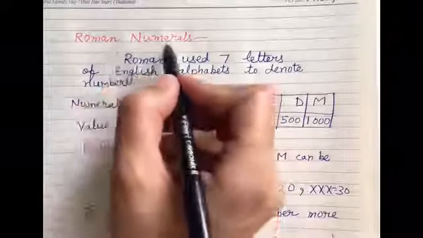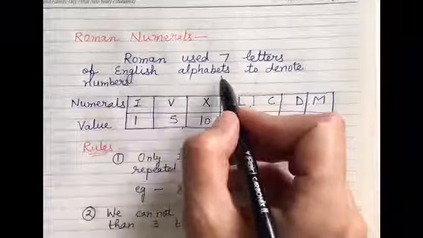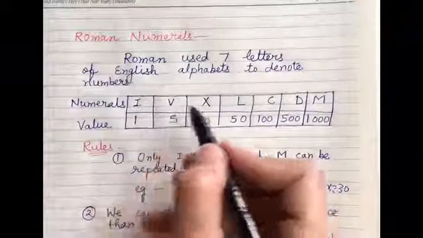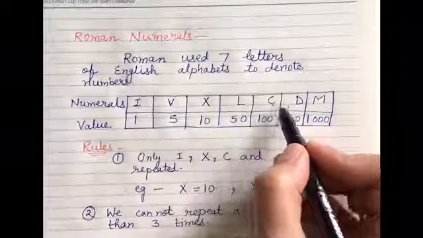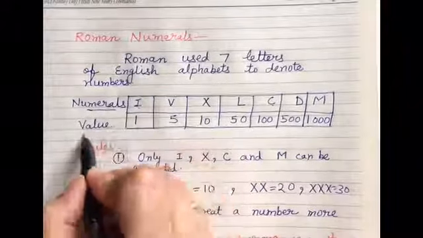Today our topic is Roman numerals. Romans used seven letters of the English alphabet to denote numbers. These are I, V, X, L, C, D, and M. These are the numerals and their values.